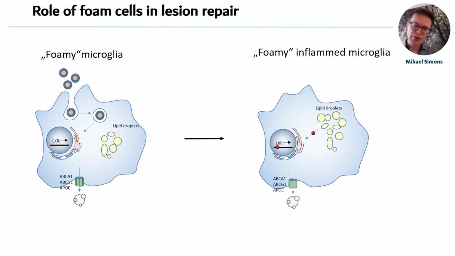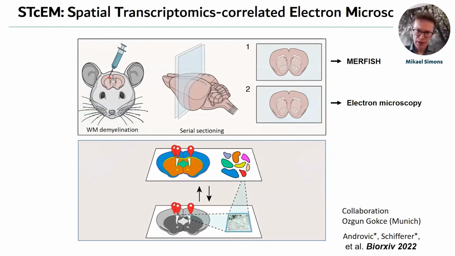Now, it would be interesting to have the transcriptional profile to understand what is the difference between these two cell states. To begin to understand this, together with Urs Götze, who has led this project, we devised a spatial transcriptomics correlated electron microscopy platform. So we used MERFISH. This is a spatial transcriptomics technology that provides insight into the transcriptomes of the cells in the brain. However, it has no structural information. Therefore, we combined it with electron microscopy to bring together a transcriptional profile with structural information in lesions.